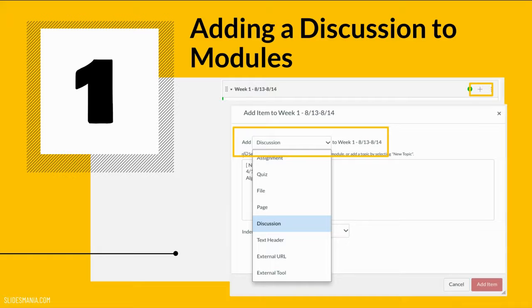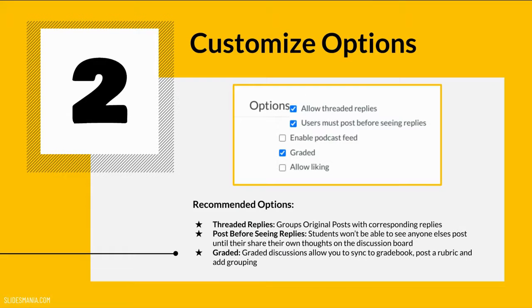In your Canvas page, remember you always want to build in modules. So you're going to find the module you want to add your discussion to, and you're going to click on the plus sign. In that drop-down menu, instead of creating an assignment, you're actually going to look for a discussion. Once you're in that discussion, you can give some prompts, some directions, embed resources, and then you're going to look for your options.